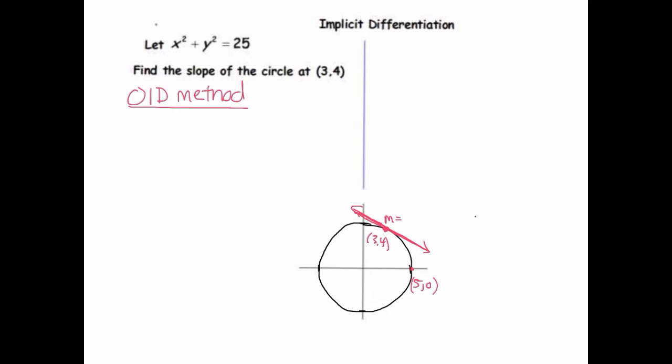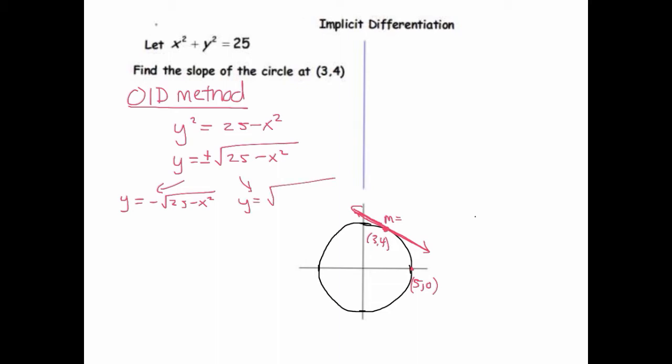So let's try solving this equation for y. If I subtract x squared, I get y squared equals 25 minus x squared. And then if you square root, you get y equals plus or minus the square root of 25 minus x squared. And y equals minus the square root of 25 minus x squared would give us the bottom half of this circle. And y equals the square root of 25 minus x squared, the positive version, will give us the top half.